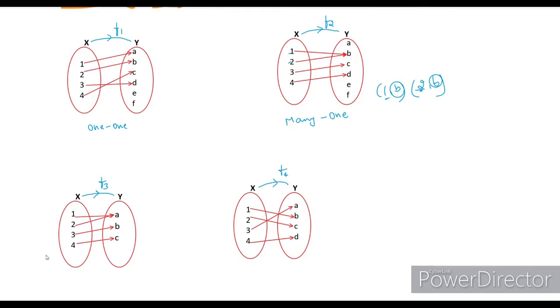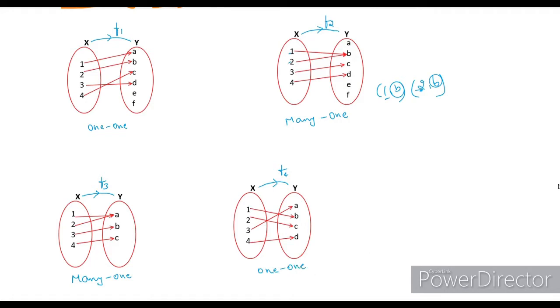Next arrow diagram. Here if you check, again 1 is mapped to a, 2 is mapped to a. So here again it is not 1-1, it is a many-one function. More than one element of the domain set is mapped to the same element of the codomain set. Now the fourth mapping, function f4: different elements of the domain set are mapped to different elements of the codomain set. That means each element of the domain set has a distinct image in the codomain set. So this is a 1-1 function.